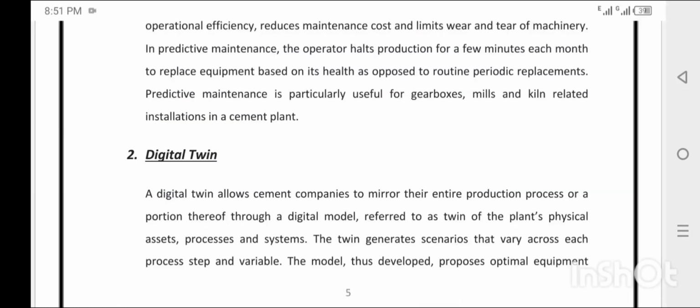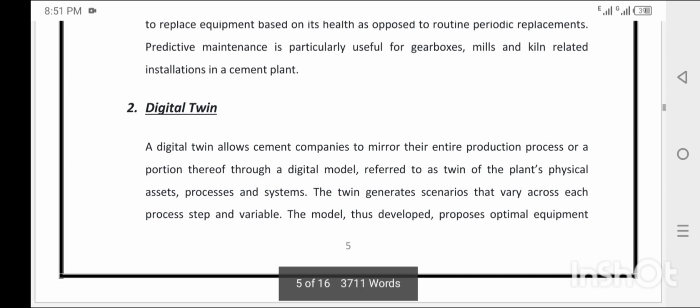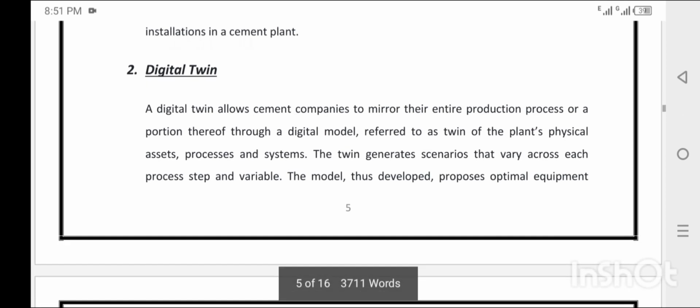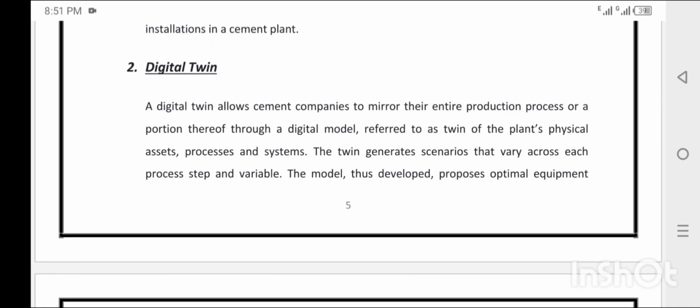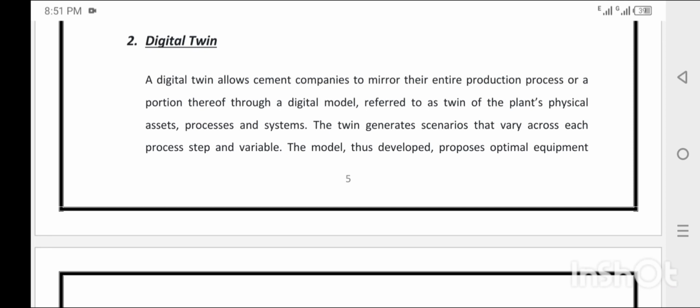Now the second step of a digital solution is the digital twin. A digital twin allows a cement company to mirror their entire production process or a portion of it in a digital model, referred to as a twin of the plant's physical assets, processes, and systems.